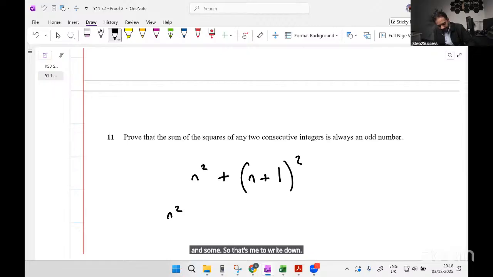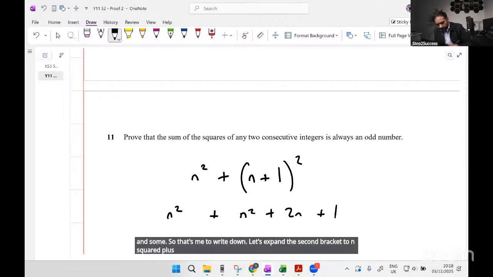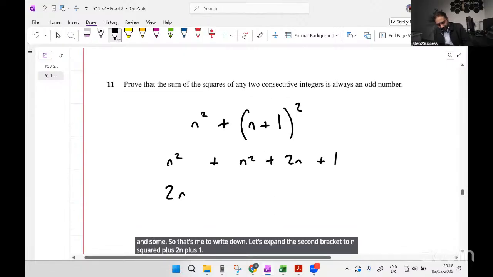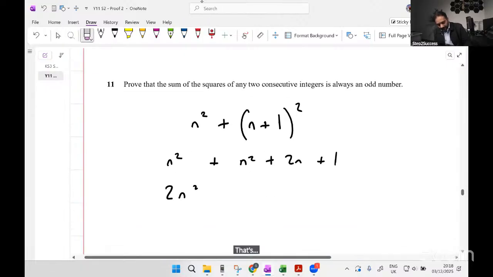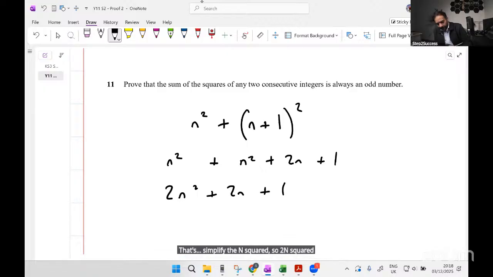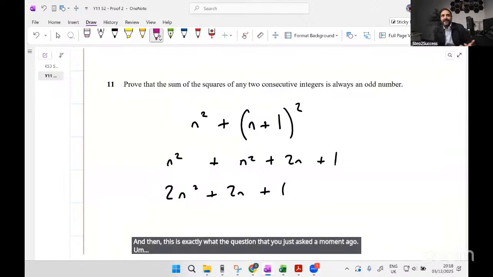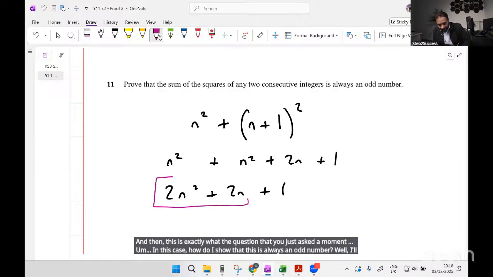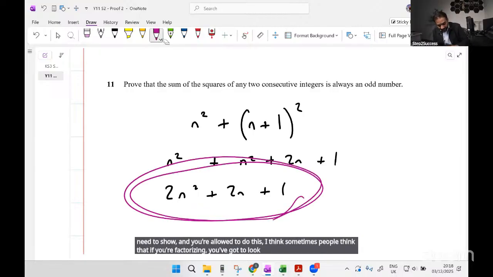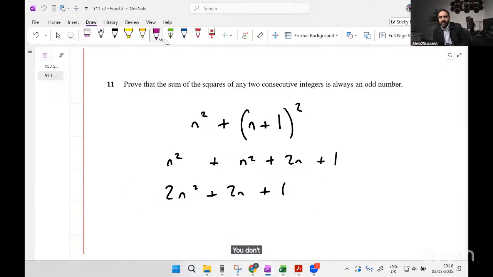Let's expand the second bracket to n squared plus 2n plus 1. Let's simplify the n squared, so 2n squared plus 2n plus 1. And then this is exactly the question that you just asked a moment ago. In this case, how do I show that this is always an odd number? Well, I'll need to show, and you're allowed to do this, I think sometimes people think that if you're factorizing, you've got to look at the whole thing. You don't. You can just look at the bits you want to look at. So we can look at those two.